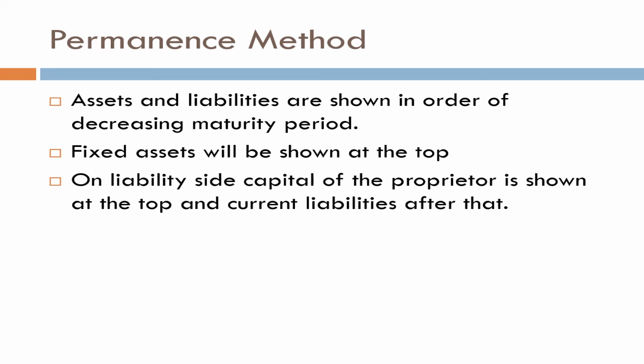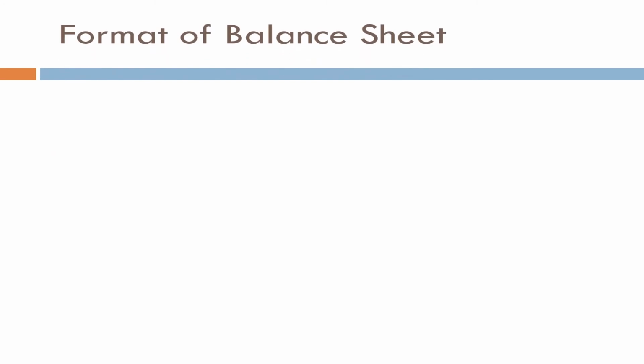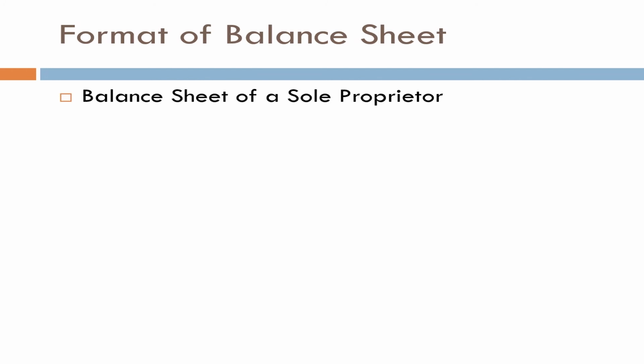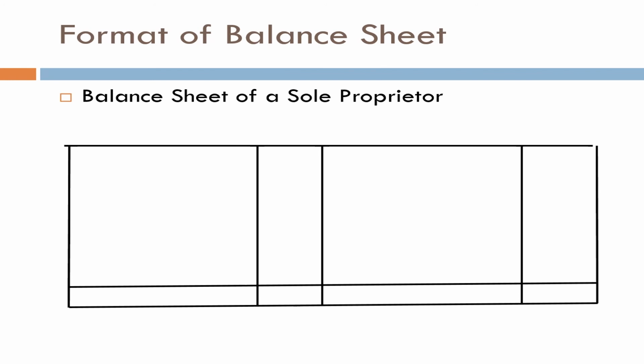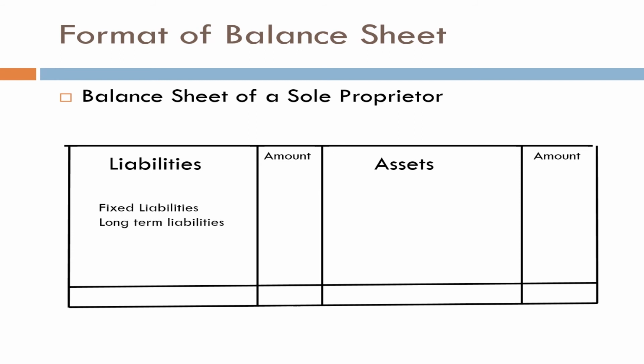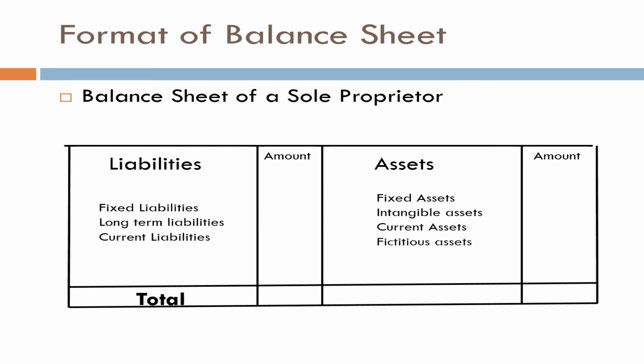Now, let's have a look at the format of the balance sheet of a proprietorship business under the Permanence Method. It starts with balance sheet as at 31st March or 31st December. On the left side, you can see liabilities, and on the right side, we can find assets. Now, liabilities start with fixed liabilities, long-term liability, and current liabilities. And on the asset side, fixed assets, intangible assets, current assets, and fictitious assets.